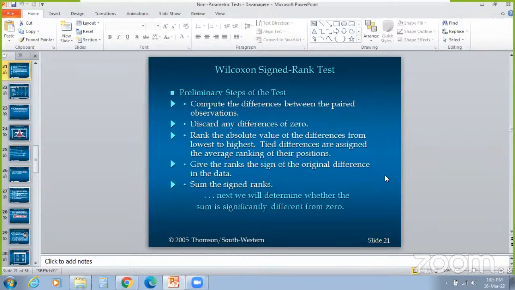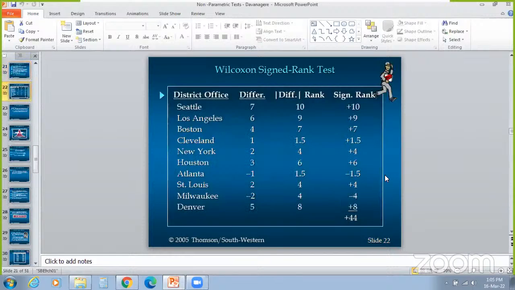For example, in the case of Spearman rank, which you have probably solved in your statistics classes, there are tied ranks. The same procedure is also used for tied ranks here. Give the ranks the signs of the original differences in the data, and you have to sum all those signed ranks. Next, we have to determine whether the sum is significantly different from zero or not.